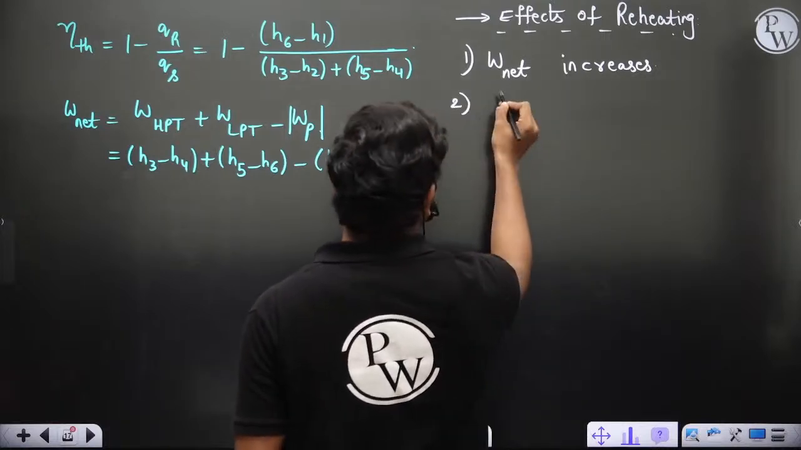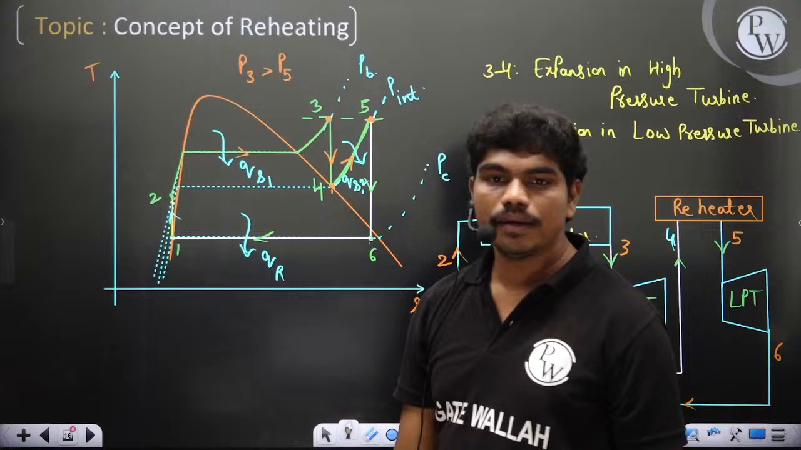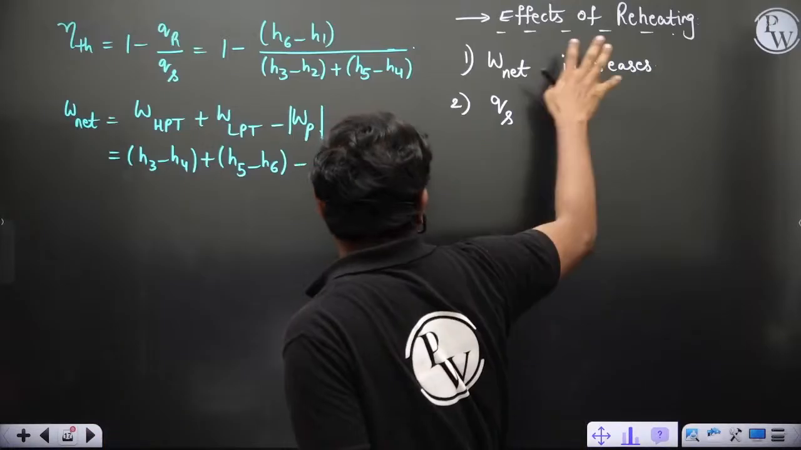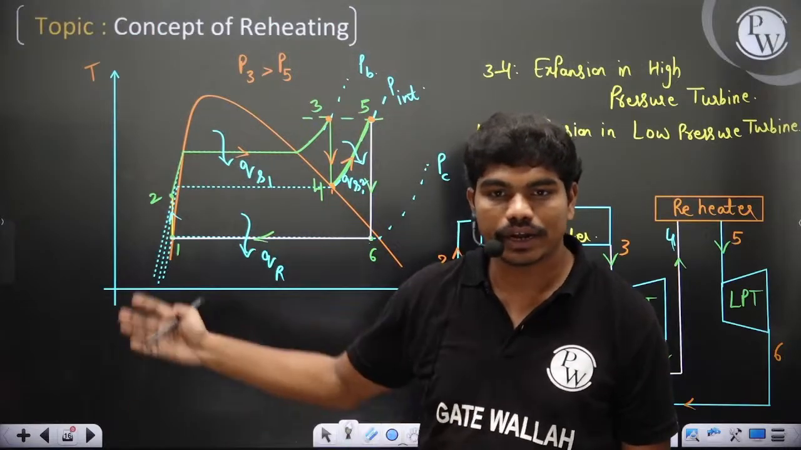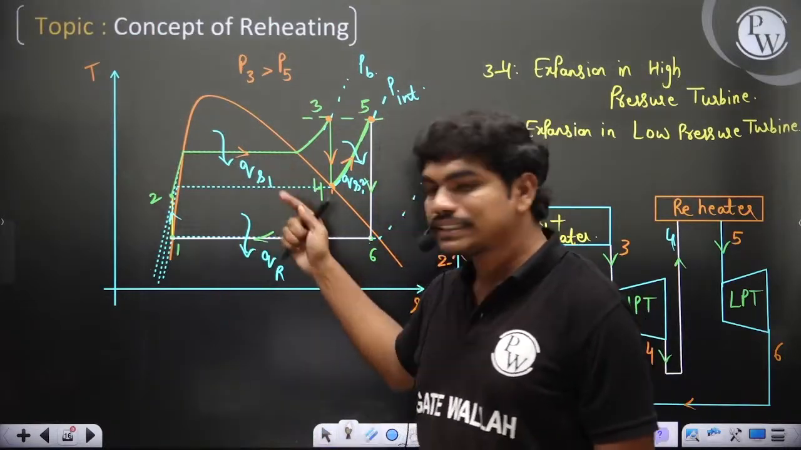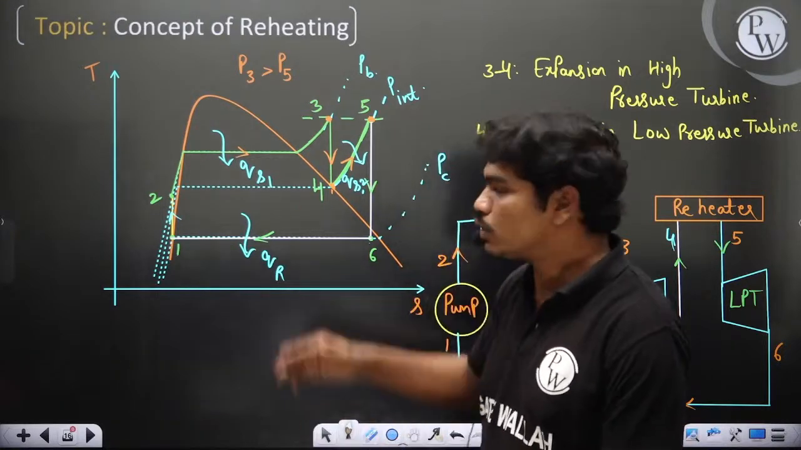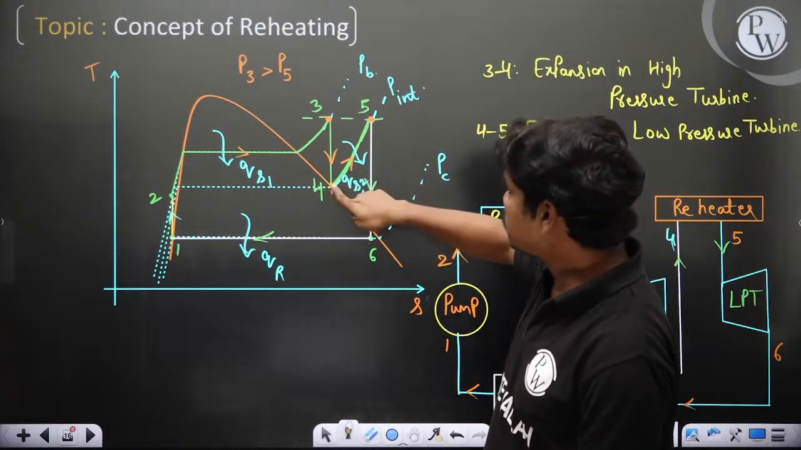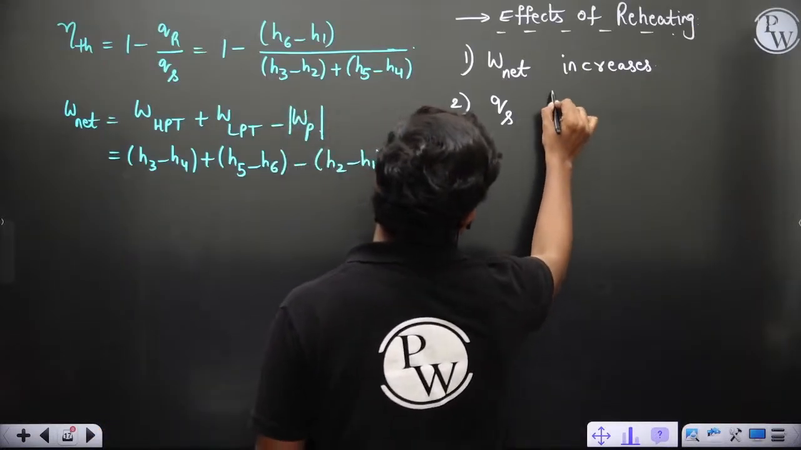What about heat supplied in this cycle because of reheating? I want you to tell me how these properties are changing, because you need not mug up, you can understand completely now. So what is happening to QS, the heat addition? Initially, if there is no reheating, only 2 to 3 would have been your heat addition. But because of reheating, you are heating one more time, 4 to 5. So definitely the heat supplied increases.